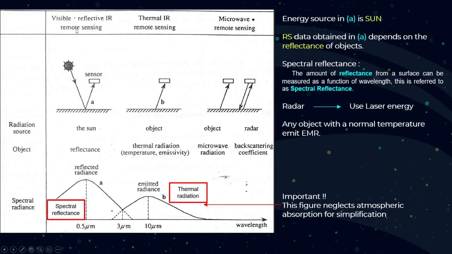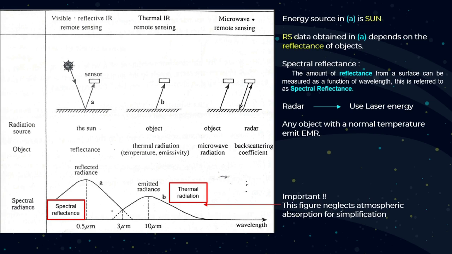If we consider visible and reflective infrared remote sensing, the sun is the major radiation energy source utilized in this technique. The sun radiates electromagnetic energy with a peak wavelength of 0.5 microns. The remote sensing data obtained in the visible and reflective infrared regions mainly depends on the reflectance of the object on the ground surface.